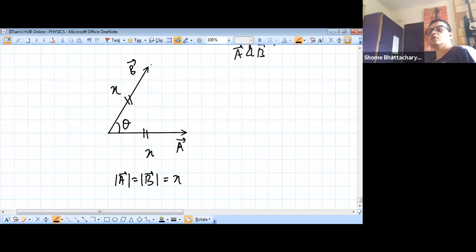Okay. Then according to this theorem, what should happen? The resultant of A and B, the primary diagonal of this parallelogram, that should bisect this angle. So this should be the resultant of A and B.